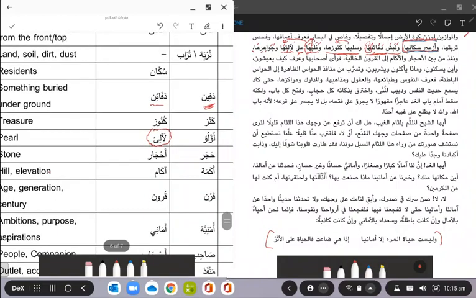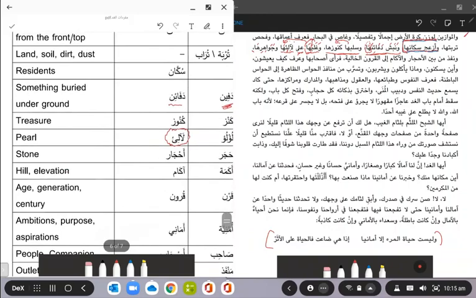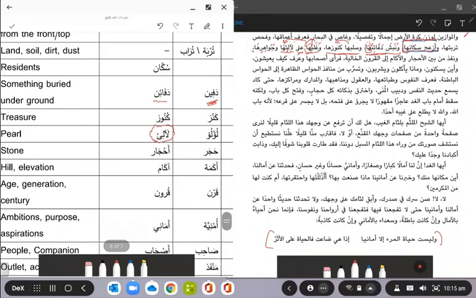Okay, I haven't included it here because we've come across it before, I think. So what does jawhar mean? Does anyone remember? Jewels. Exactly. It means jewels, basically precious stones. Jawhar is a precious stone or gem.